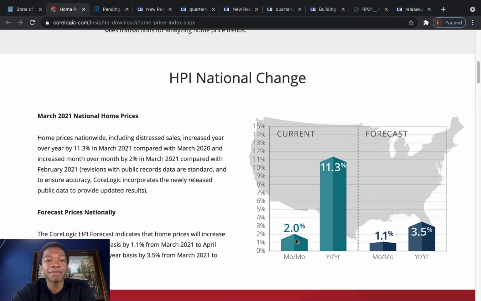And the thing I like about CoreLogic in terms of their home prices is they actually give us a forecast. They're projecting that the home sales are going to be up in April of 2021 from March of 2021 by 1.1%. And they're projecting that in March of 2022 the home prices will be up another 3.5%. And so it looks like the market is projected to continue to grow.